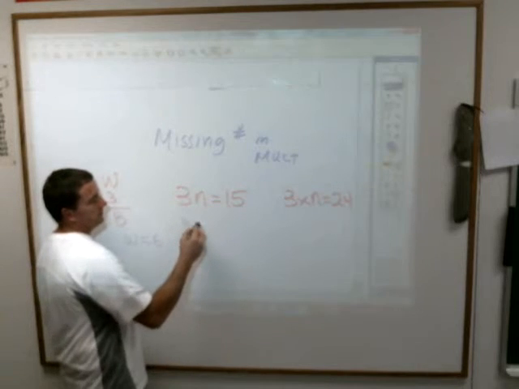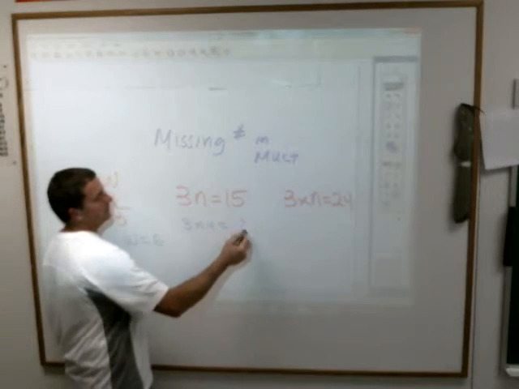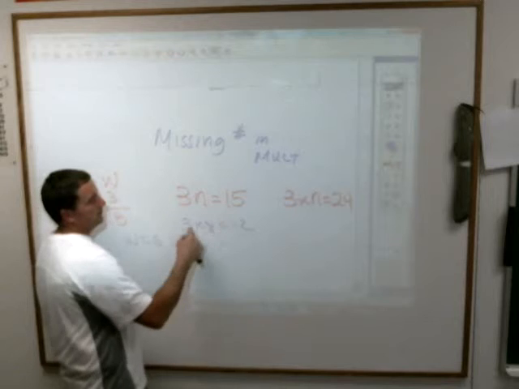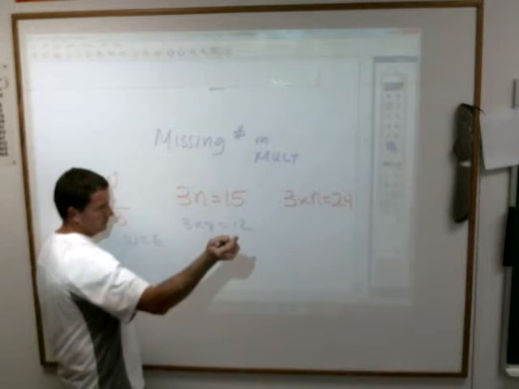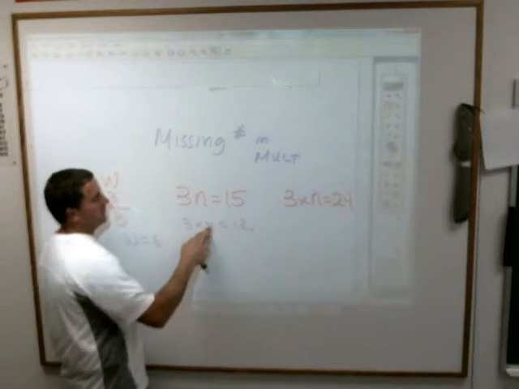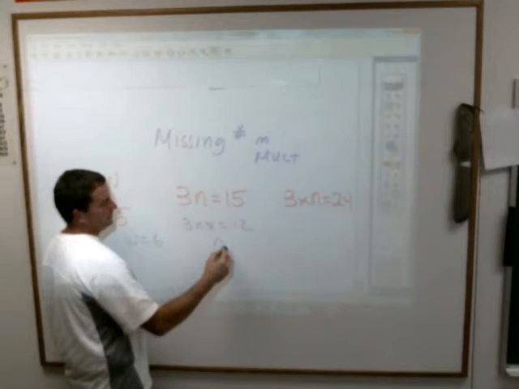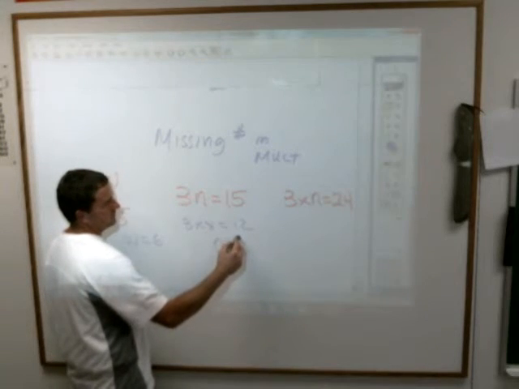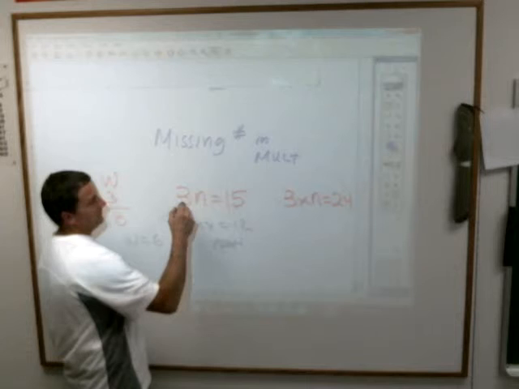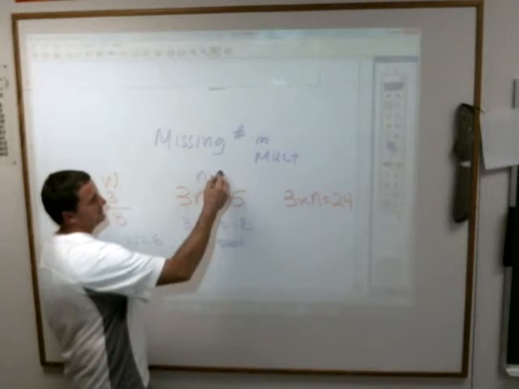Think of an easy multiply. 3 times 4 equals 12. If I'm missing the middle here, what do I do with 3 and 12 to get 4? Divide, so 12 divided by 3 is, 15 divided by 3 is 5.